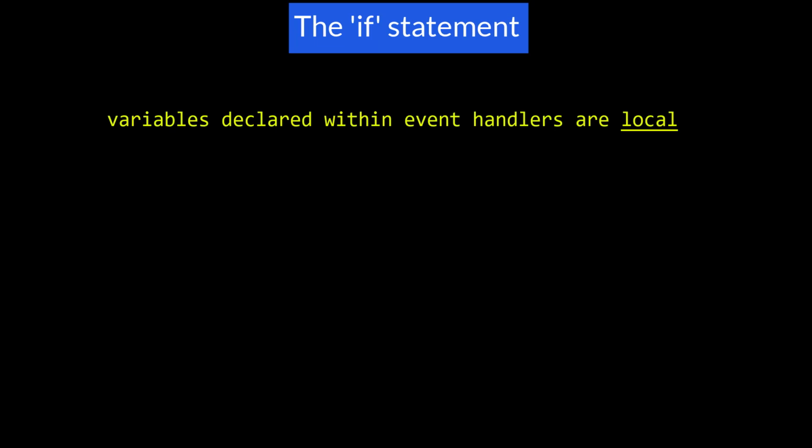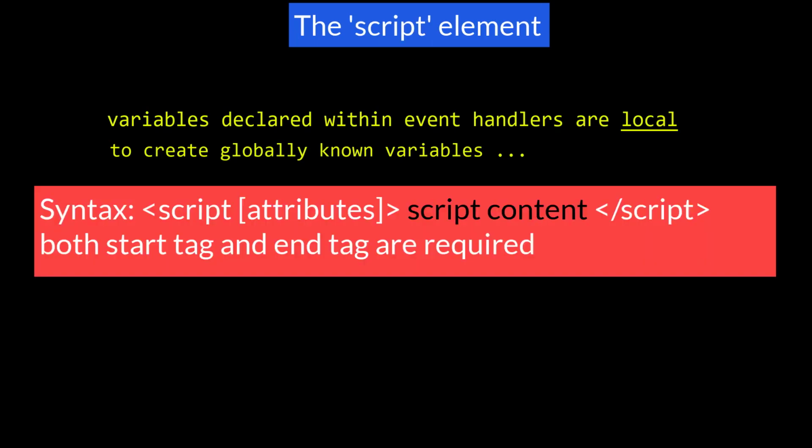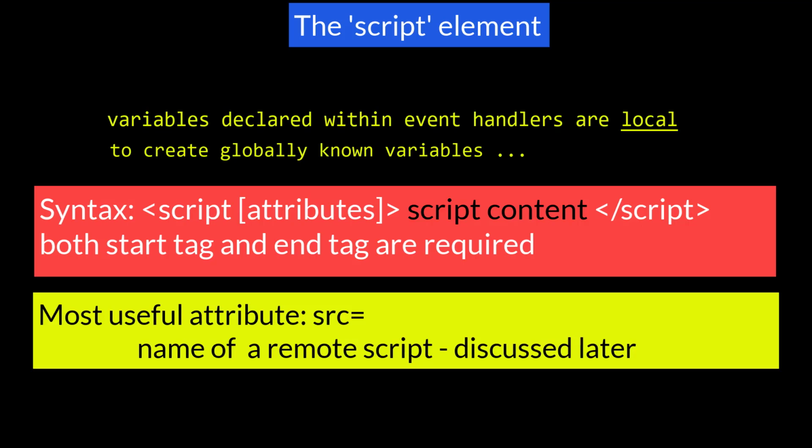To create variables that are known throughout your page, you need to use a new element in the head element, script. So here's the syntax. A script start tag, possibly some attributes, then your script content, and a script end tag. Both the start tag and the end tag are required. There's one particularly useful attribute, src, source. It's the name of a remote script, and we'll talk about those in the next video. There are some other attributes, but they're not of interest in these courses.